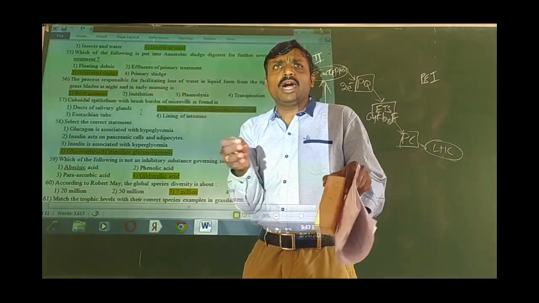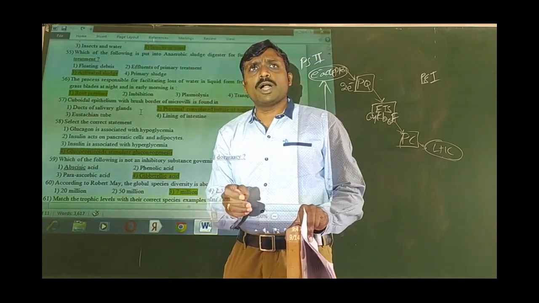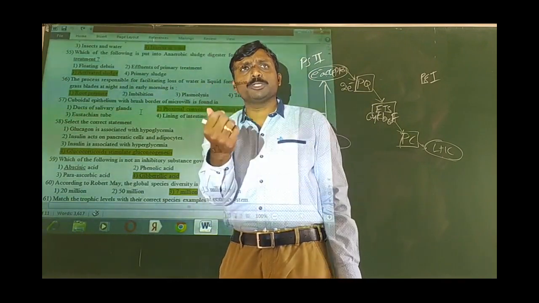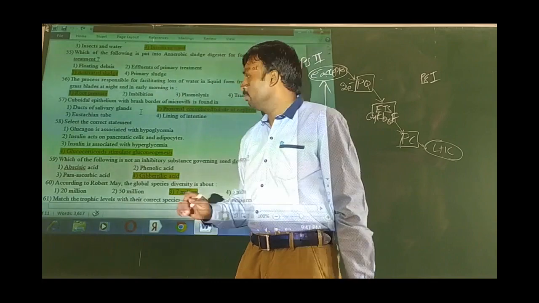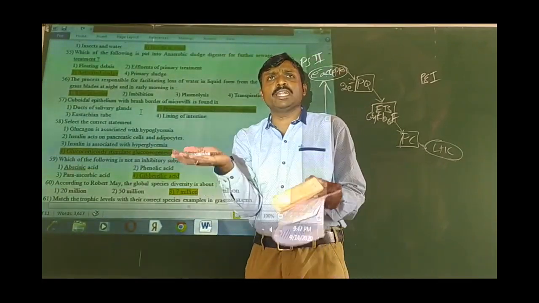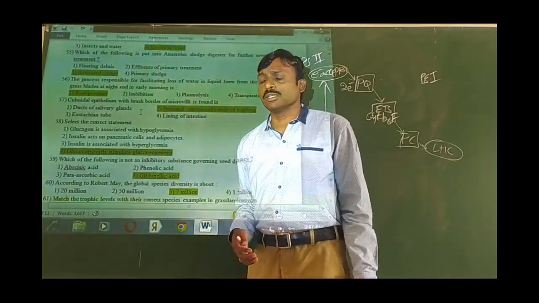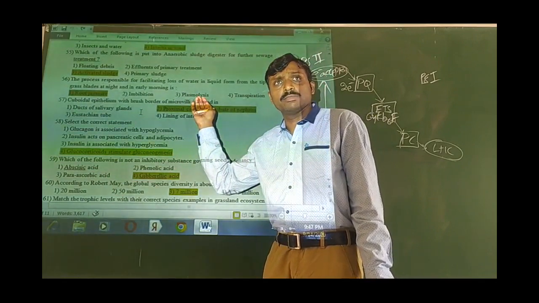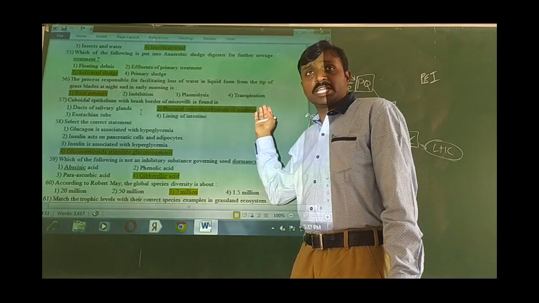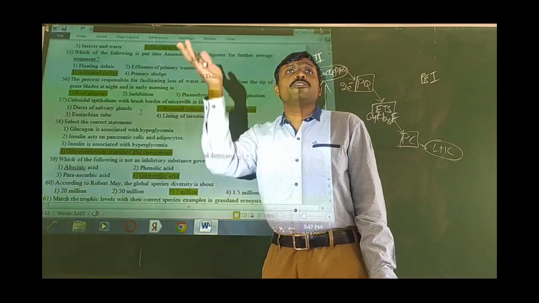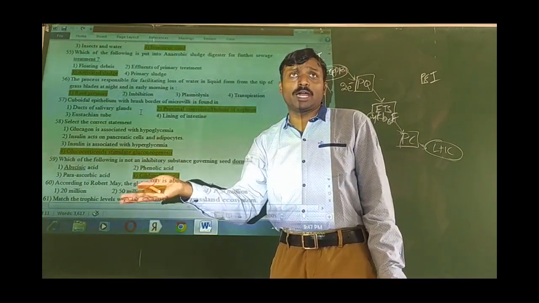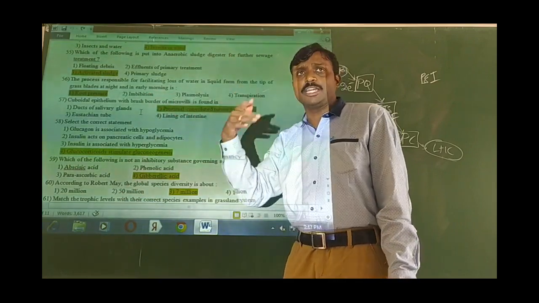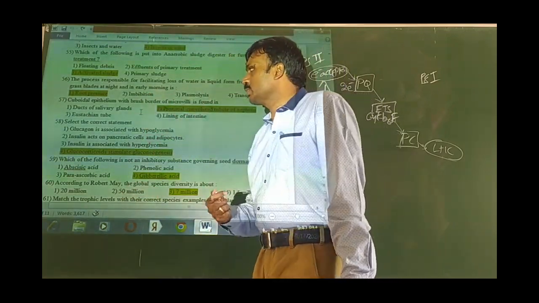Imbibition: hard surfaces, if they absorb water, that is called imbibition. Absorption of water by seed, that is imbibition. Okay, plasmolysis is based on hypertonic and hypotonic conditions. You might even have performed an experiment about this plasmolysis. Then transpiration is losing of water in the form of vapor through stomata. So we can differentiate in that manner also. Then moving to the next one.